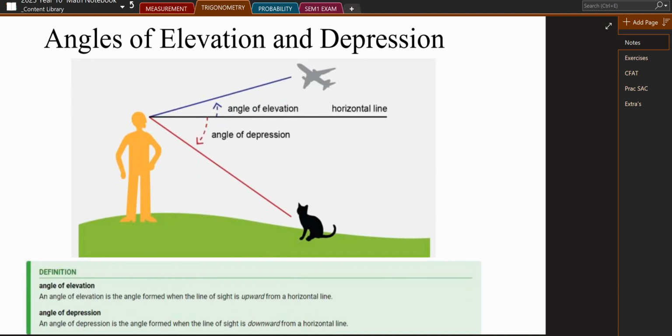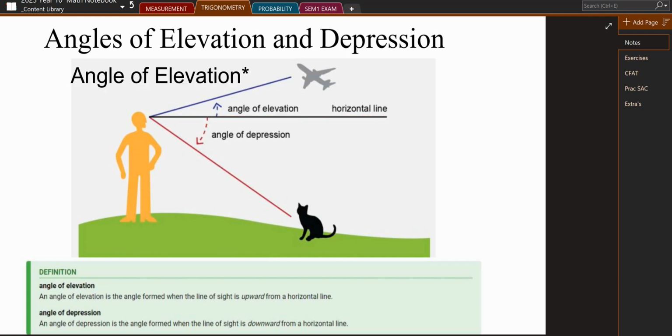From their eyesight, there's a line called the horizontal line. That horizontal line is a reference point where you begin, because if you look at anything above that horizontal line, the angle created there is called an angle of elevation. Whenever you're focusing on an object above your horizontal, you create an angle of elevation.